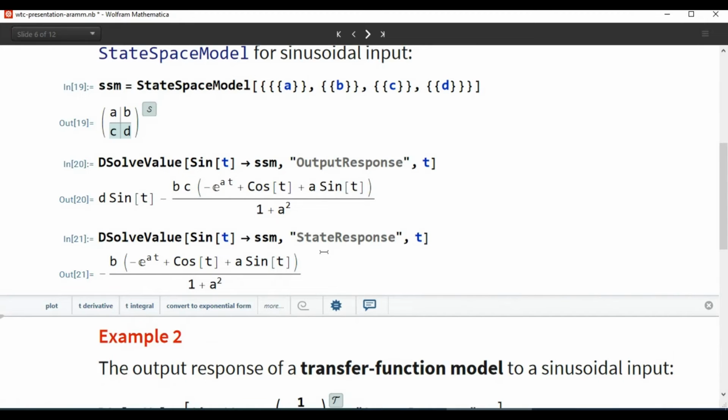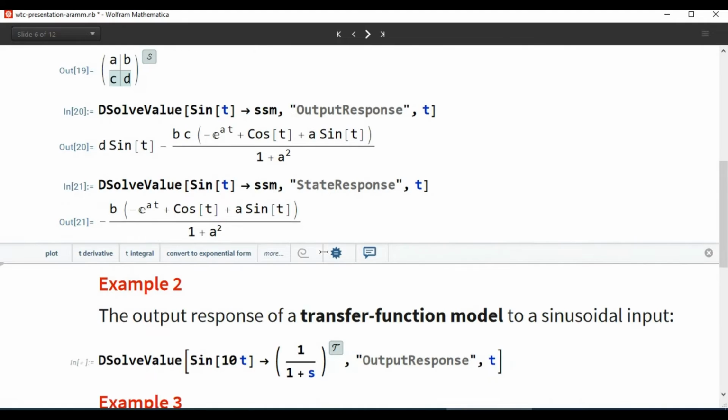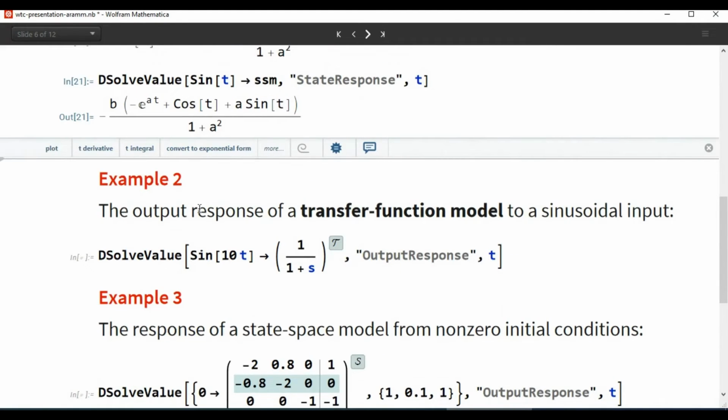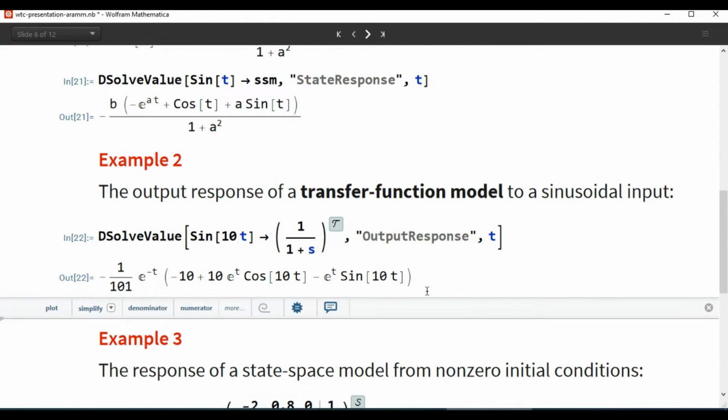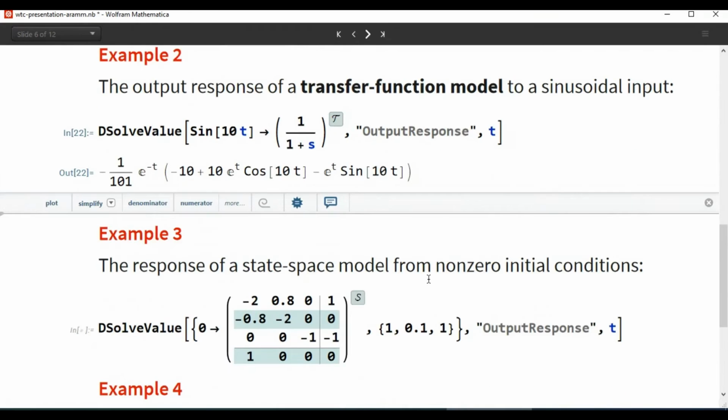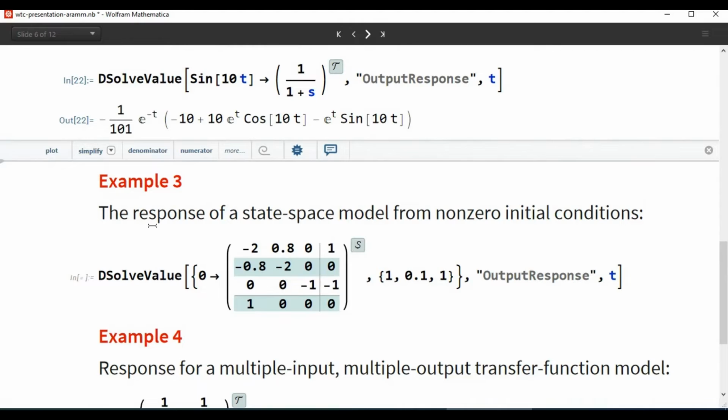And as a second example, let's try to calculate the output response from transfer function model, again for sinusoidal input. So here is the input function, this is the model, and we want to get output response, and that's it. Here is the response. And as an example 3, let's try to calculate the output response of a state space model from non-zero initial conditions.